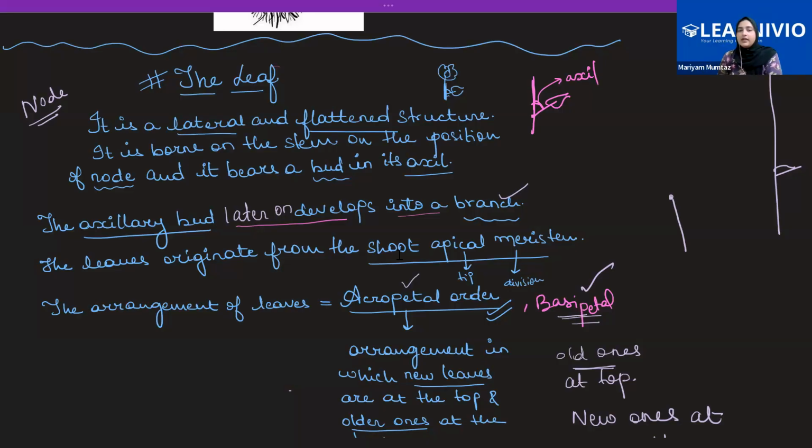Now all of you know that. And the leaf has a bud present in its axis, which we call the axillary bud. Later on, this axillary bud itself is going to develop into a branch. Now, what happens is that the leaves originate because they are coming from the node of the stem. So we say that they originate from the shoot apical meristem, right? The meristem that is present in the shoot apex region.